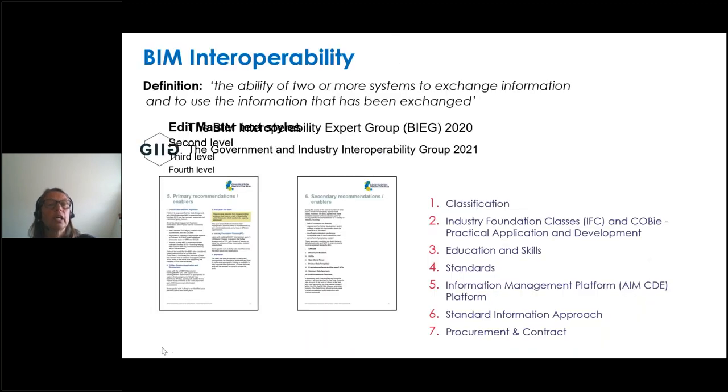Another thing which has occurred is BIM interoperability. So the UK BIM Alliance has been working together with CDBB and now CPNI through the BIM interoperability expert group active last year, and now the government and industry interoperability group in 2021. So some primary recommendations and secondary ones which we're looking at, making a recommendation about a refreshing of the mandate, but also looking at classification, IFC and COBie, education and skills, information management platform, etc.